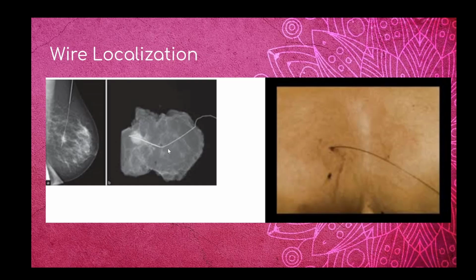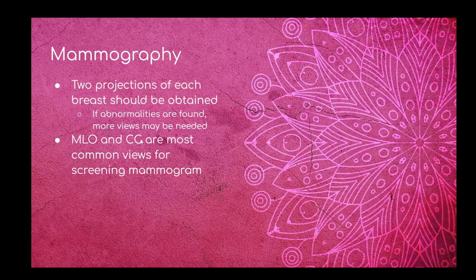After the surgery then, that lump of tissue is sent back to mammogram, so it's just a lump of tissue in a tray, and they do a mammogram on it. And their goal then is to see that they did indeed get all the way around the lesion of concern.